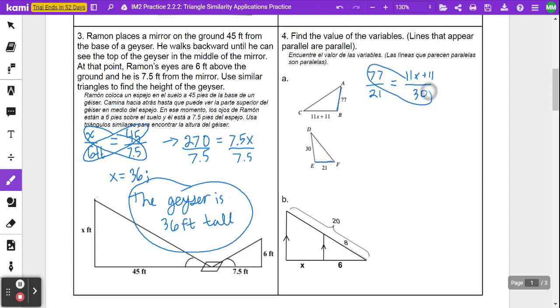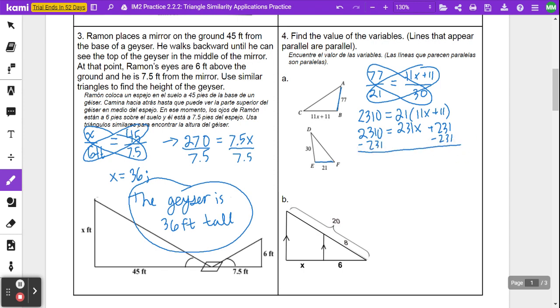I cross multiply. I get 30 times 77, which is 2,310, equal to 21 times 11x plus 11. This becomes 2,310 equal to 231x plus 231. I subtract 231 from both sides. On the left-hand side, I have 2,079, and on the right-hand side, I have 231x. I divide both sides by 231, and I get that x is equal to 9. Next problem.